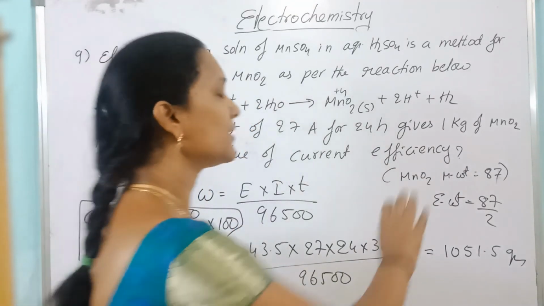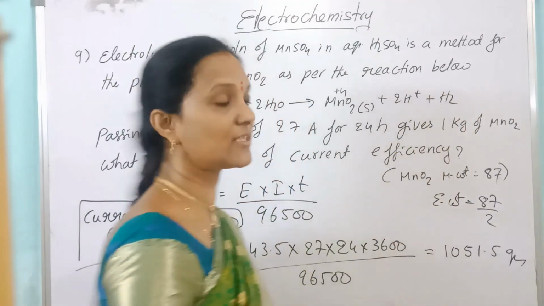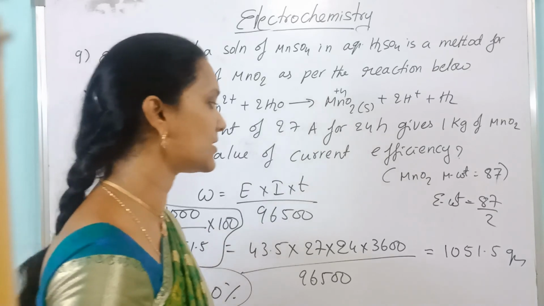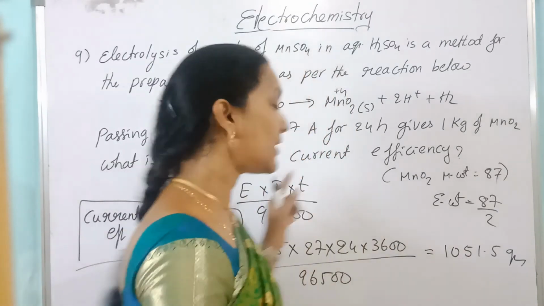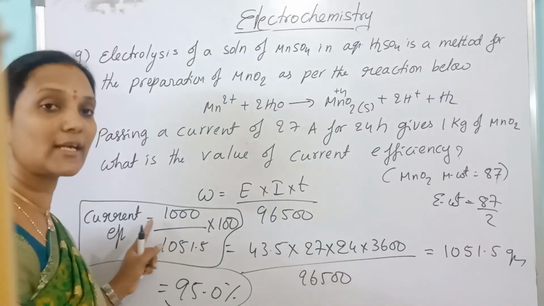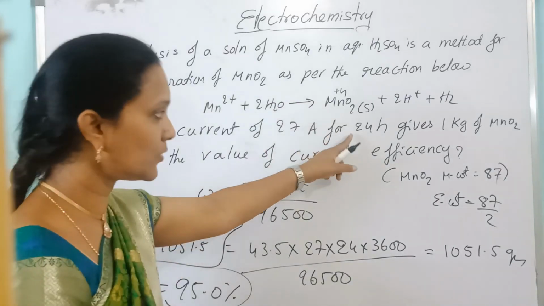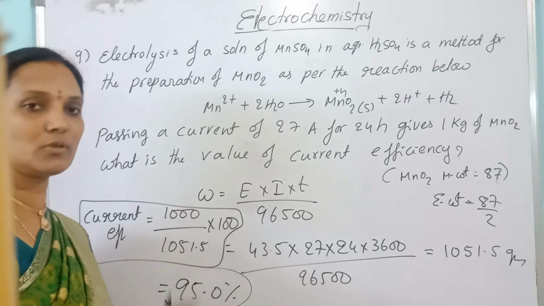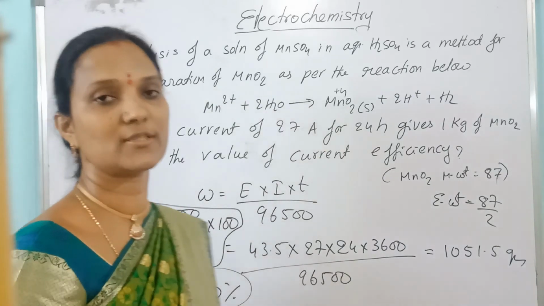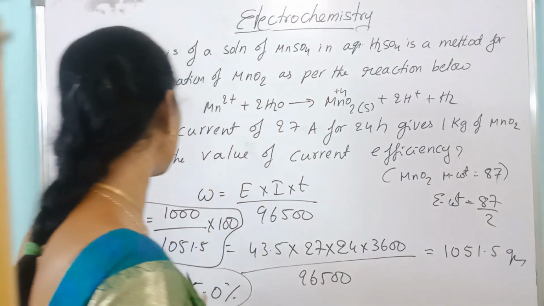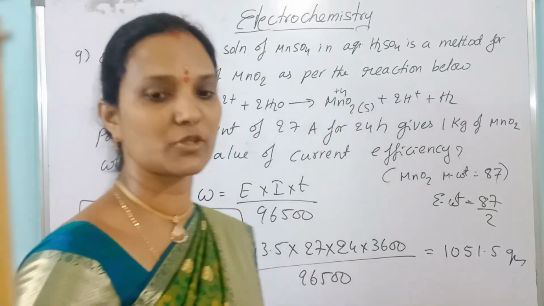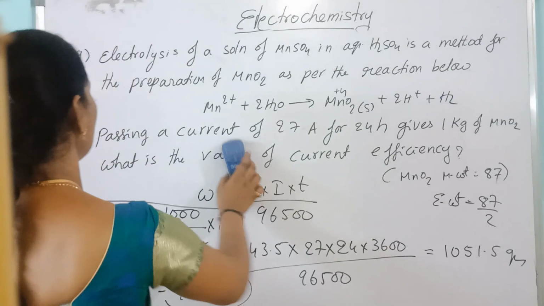How to calculate? They will give how much amount is produced, but again we have to calculate. If we are not getting the same amount as at 100% efficiency, then how to find the current efficiency? Current efficiency is equal to the actual amount we are getting divided by how much we can get if 100% is there, into 100. Nearly 95.0 we are getting. This is the percentage of current efficiency. Okay, this is the calculation of current efficiency. Now come to the next problem.